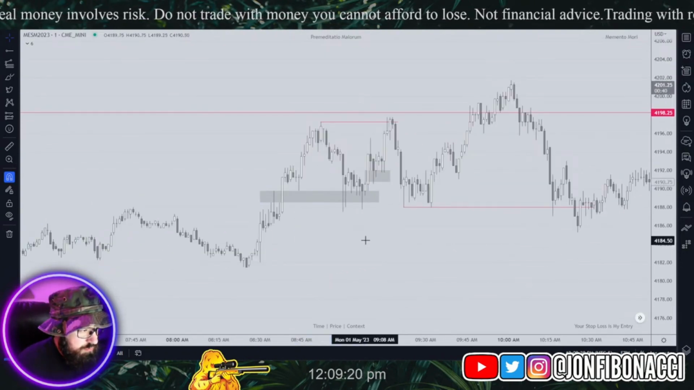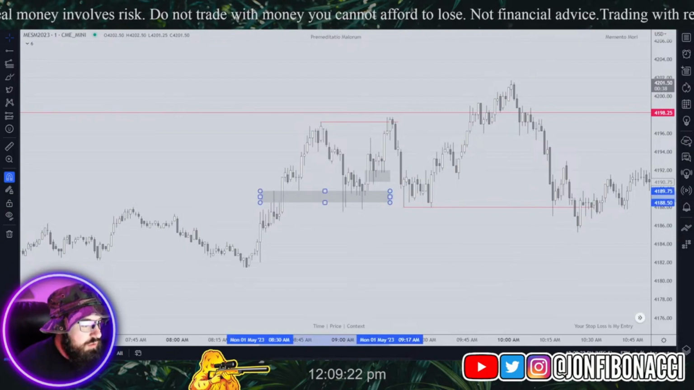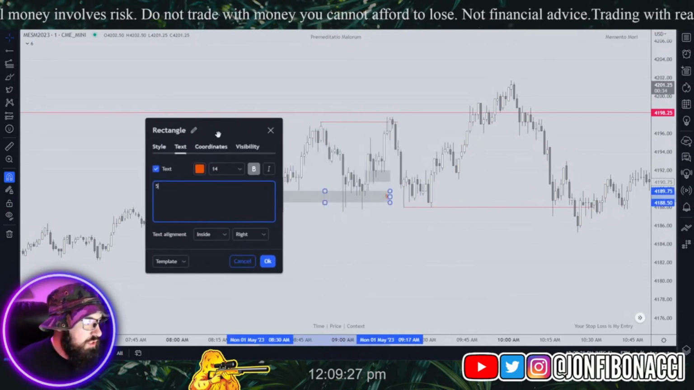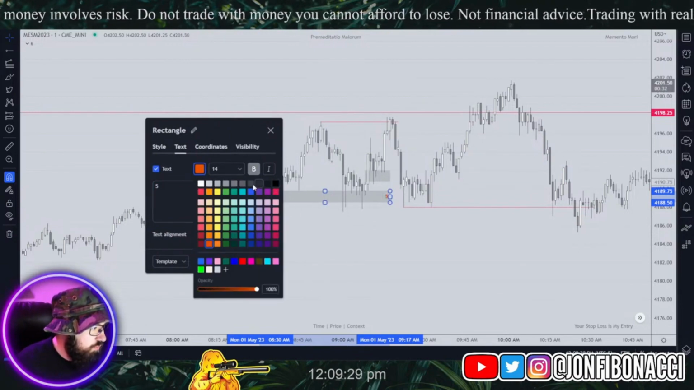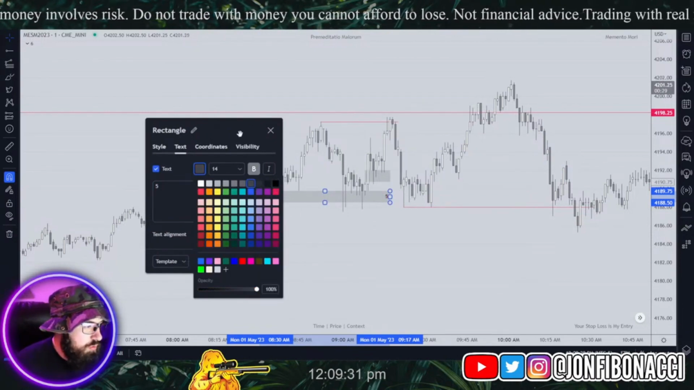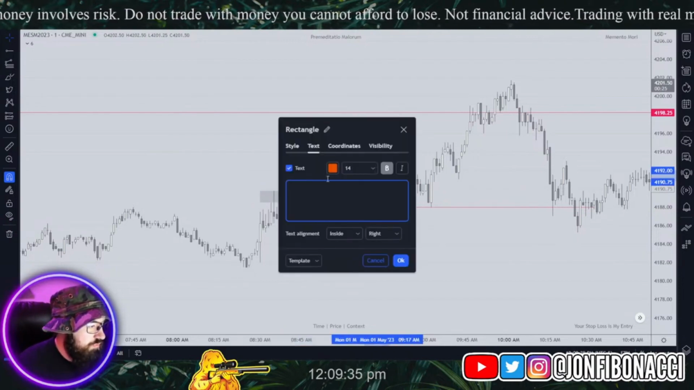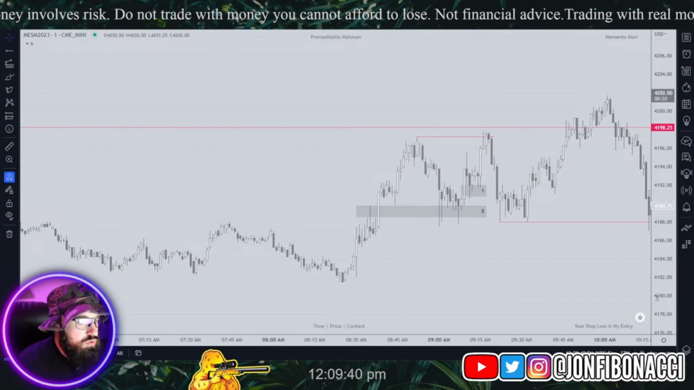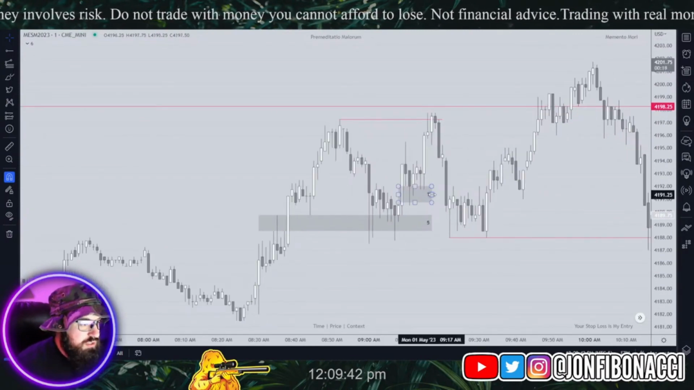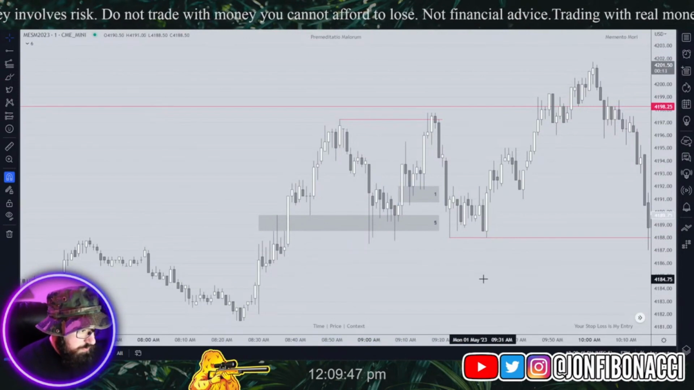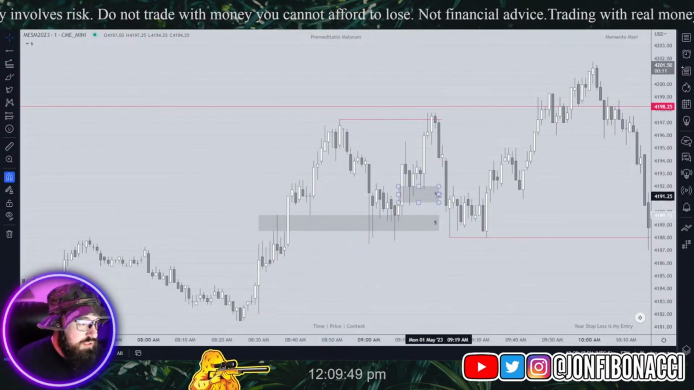This here, and I'll even label it for you guys. I don't usually label it because I know what I'm looking at and what I'm looking for when I'm zoned in. But for you guys, I'll do that, just to prove a point. The 5 and the 1 just represent the time frame, nothing more, nothing less. There's no secret. This is a 5-minute imbalance, this is a 1-minute imbalance.